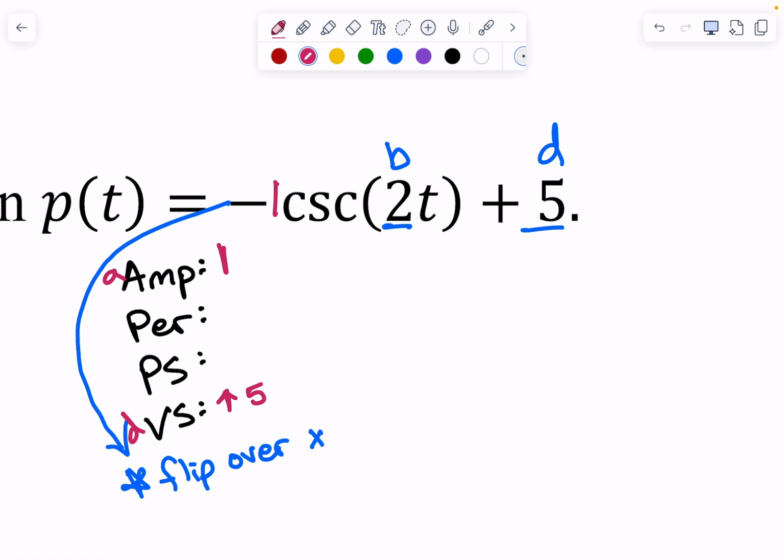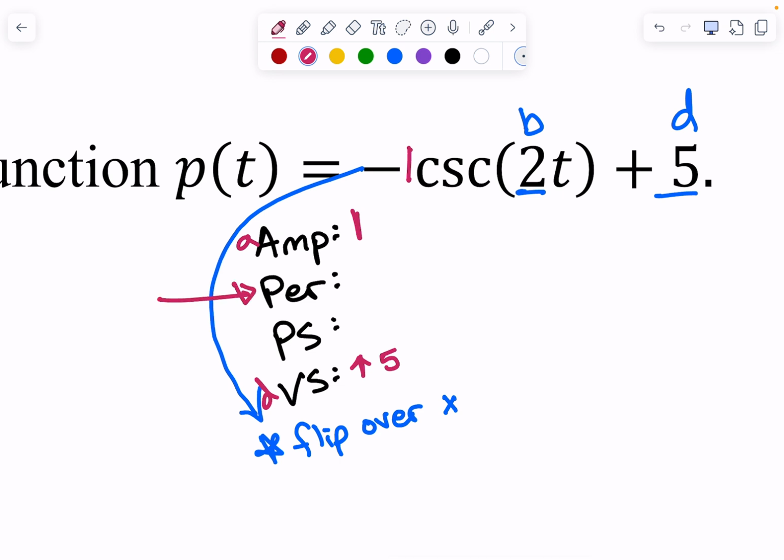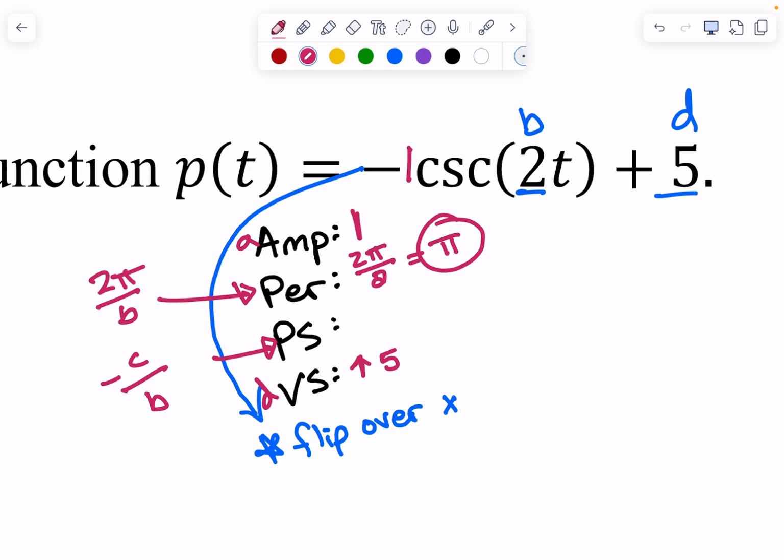Now we get to the hard part. Period is 2 pi over B. Here are the formulas: 2 pi over B, and for phase shift, it's negative C over B. Put those down in case you need them. So 2 pi divided by B, and B is 2. So the period now is pi. We made him shorter, right? Amplitude 1, period is pi, vertical shift is up 5.